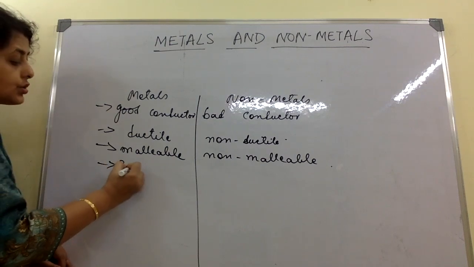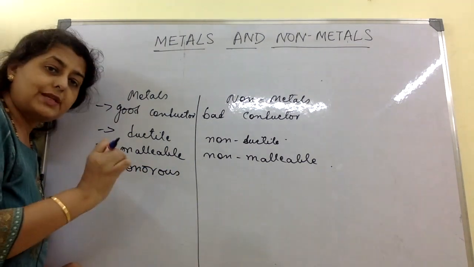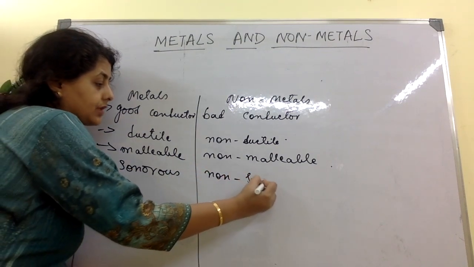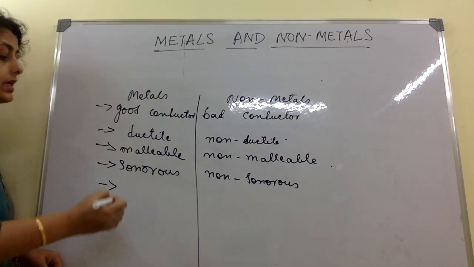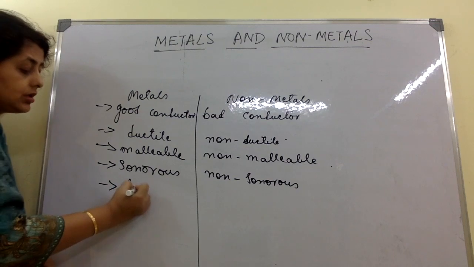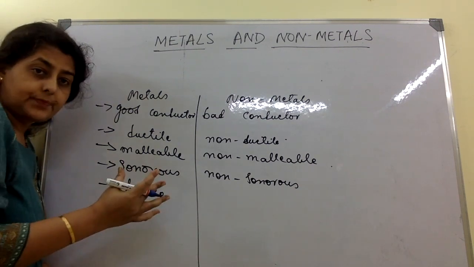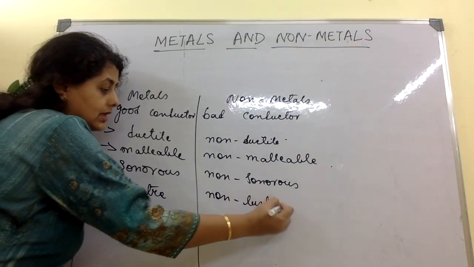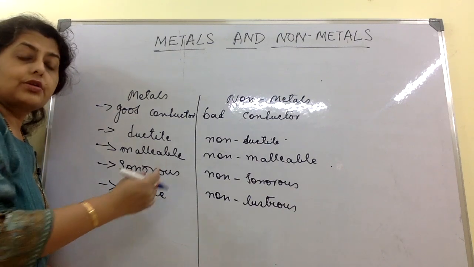Then metals are sonorous. Sonorous means metals make that typical metallic sound. Non-metals are non-sonorous. So these are some of the properties. You have done it in the previous classes. Let's talk about luster. Metals have that metallic luster, the shine. Non-metals are non-lustrous. They will not have that shine.